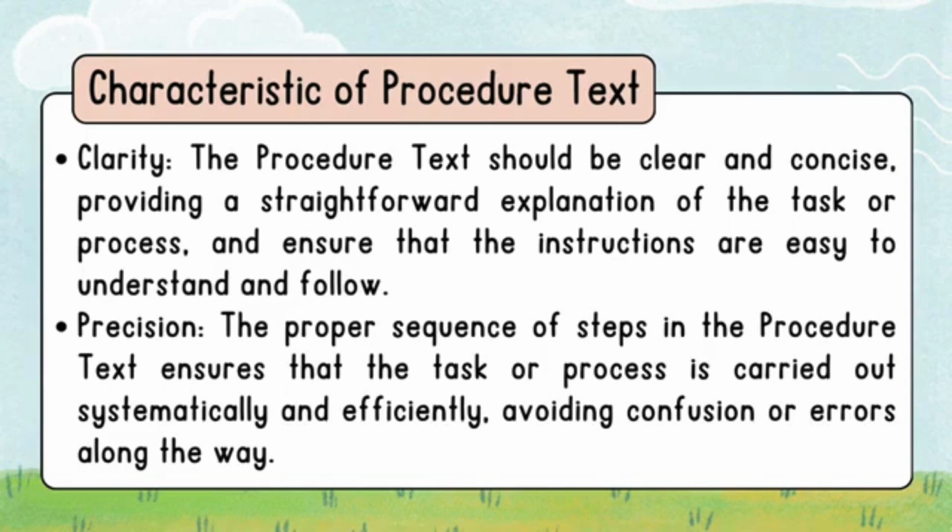Clarity. The procedure text should be clear and concise, providing a straightforward explanation of the task or process and ensuring that the instructions are easy to understand and follow. Precision. The proper sequence of steps in procedure text ensures that the task or process is carried out systematically and efficiently, avoiding confusion or errors along the way.